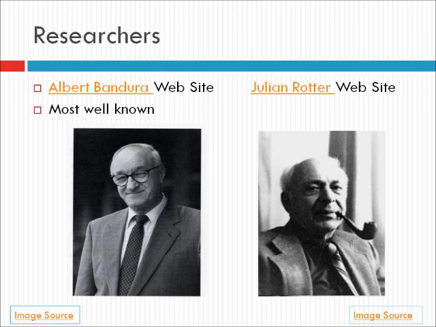Julian Rotter was born in 1916 in Brooklyn, New York. Rotter also found interest in the field of psychology during high school. Rotter is also noted as playing a key role in clinical psychology, as he was one of the first clinical psychologists trained in the traditional mode.